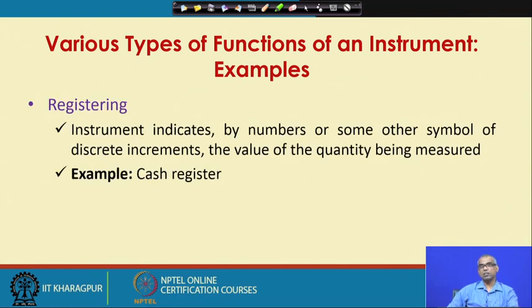Next is the registering function. Here the instrument indicates by numbers, or in some cases by some other symbols of discrete increments, the value of the quantity being measured. A cash register is an example of this.